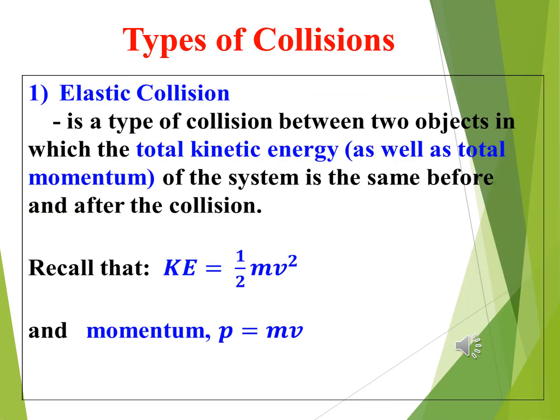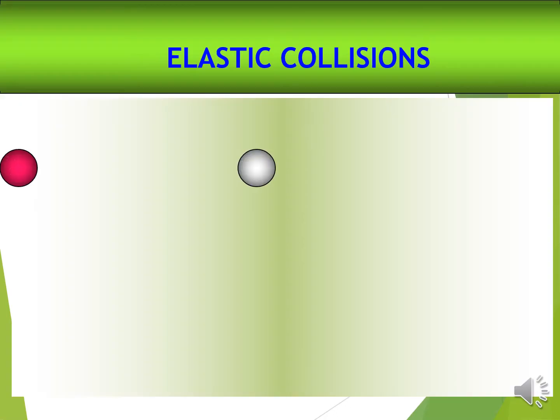There are two types of collisions. The first type is called elastic collision. It is a type of collision between two objects in which the total kinetic energy as well as the total momentum of the system is the same before and after the collision. Recall that the kinetic energy K equals 1/2 mv squared and momentum P equals m times v.